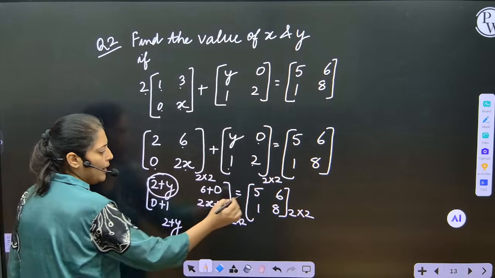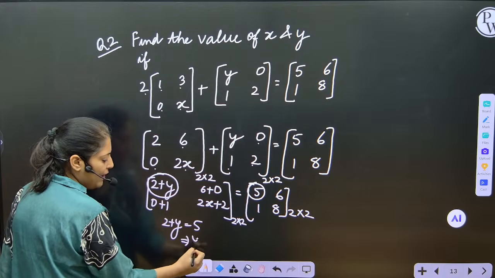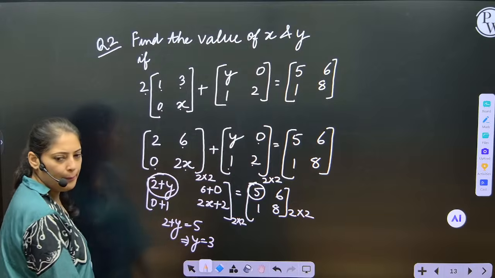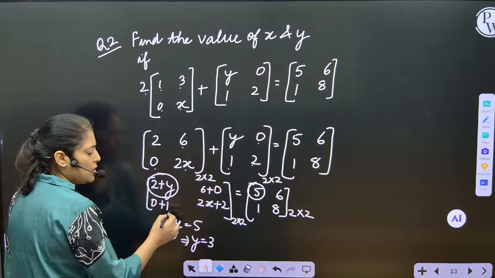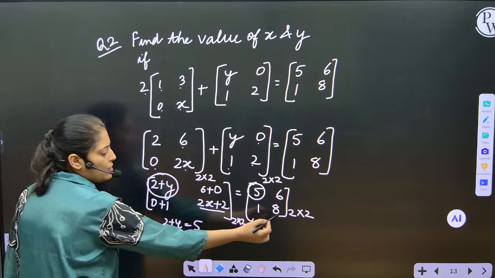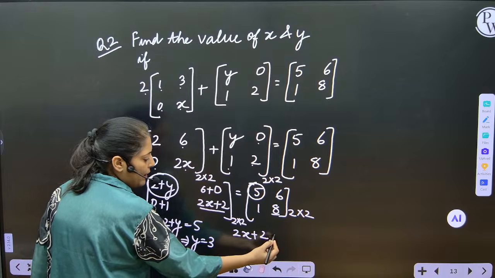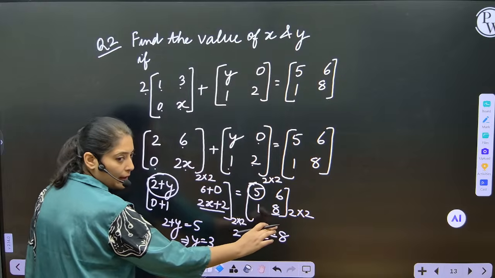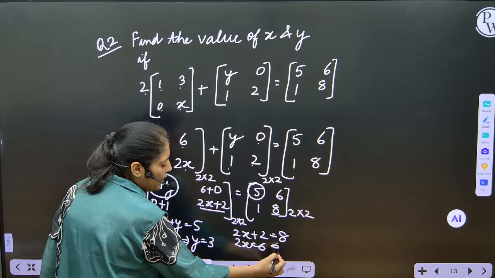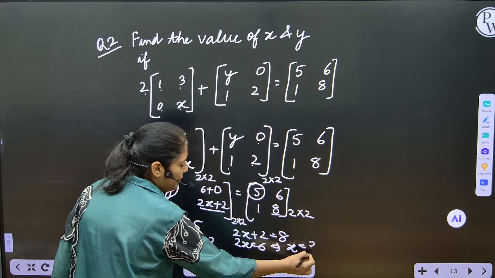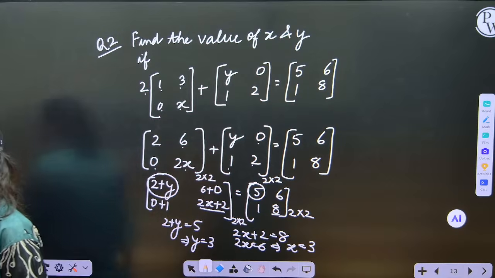2 plus y equals 5. This implies the y value will come out to be 3. 6 plus 0, 6. 0 plus 1, 1. So which is left? 2x plus 2 equals 8. This 2 will go to the right side. It will become 6. The x value will come out to be 3. So x is also 3. y is also 3.